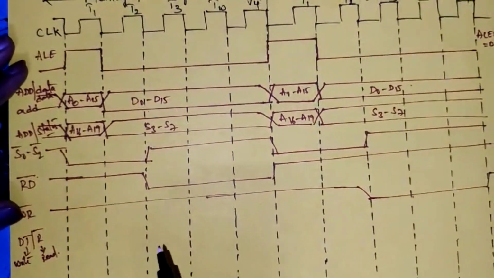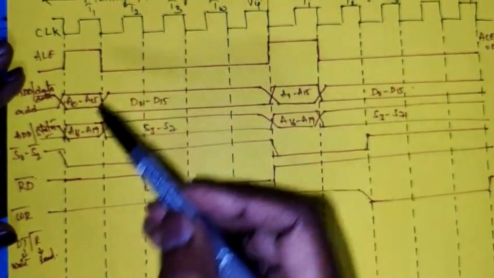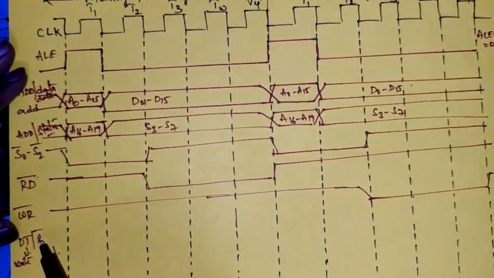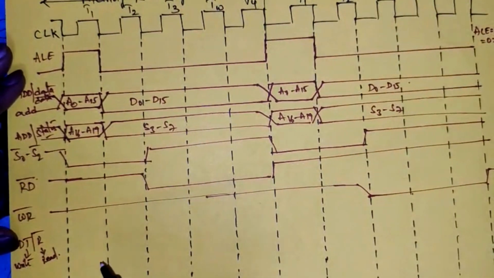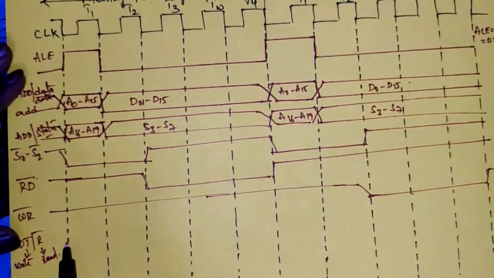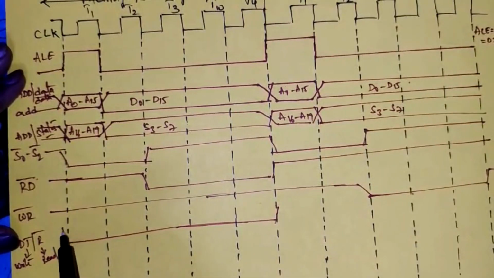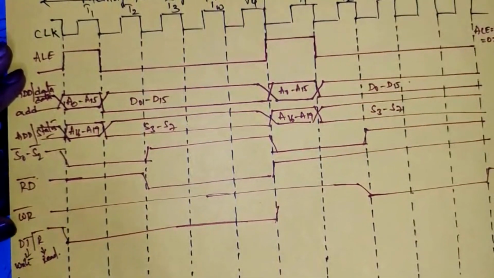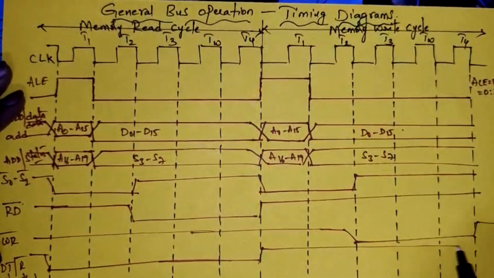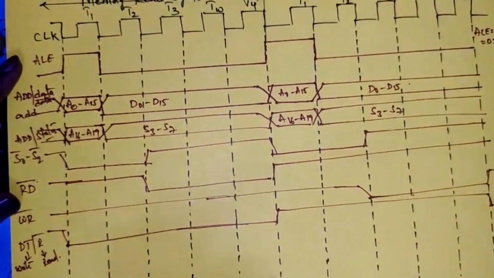Now R bar is related to the read cycle. It is an active low signal, so during the entire read operation it must be low. Transmit is associated with the write cycle, so during the entire operation, in all clock cycles, it is high. Okay, this is the DT by R bar.